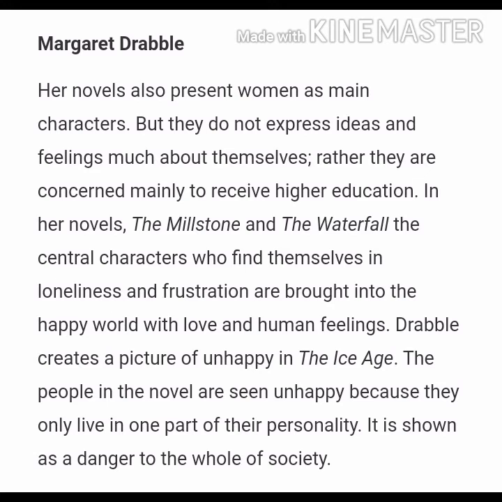Margaret Drabble. Her novels also present women as main characters, but they do not express ideas and feelings much about themselves. Rather, they are concerned merely to receive higher education. In her novels, The Millstone and The Waterfall, the central characters, who find themselves in loneliness and frustration, are brought into the happy world with love and human feelings.